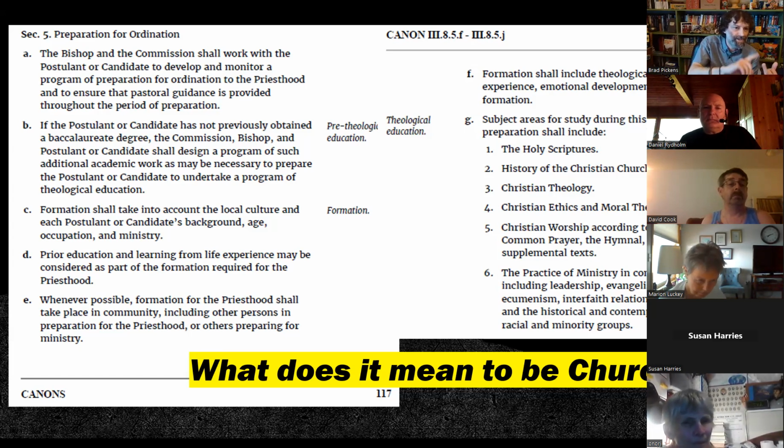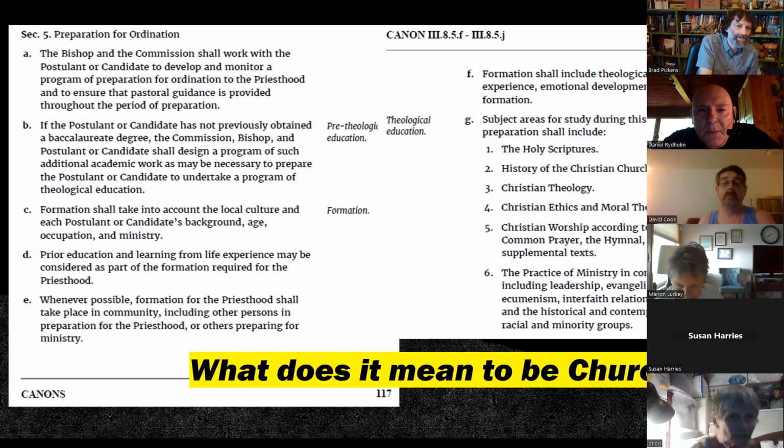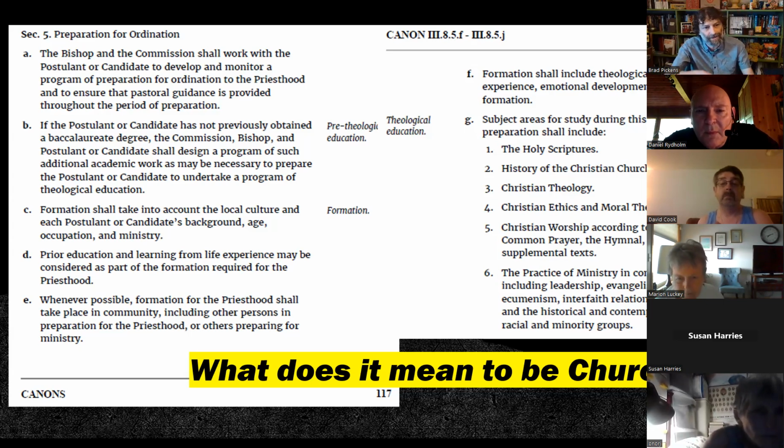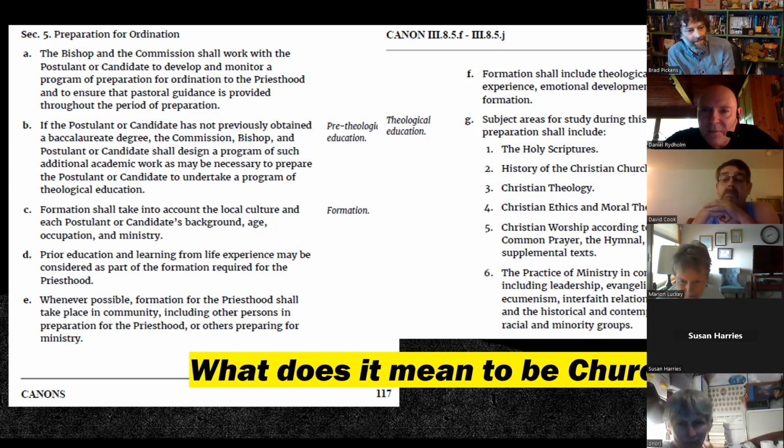The Holy Scriptures, the history of the Christian church, Christian theology, Christian ethics and moral theology, Christian worship, according to the use of the Book of Common Prayer, the hymnal, authorized supplementary text, the practice of ministry and mission, and so on and so forth. But it is not at all legislated how that has to happen.